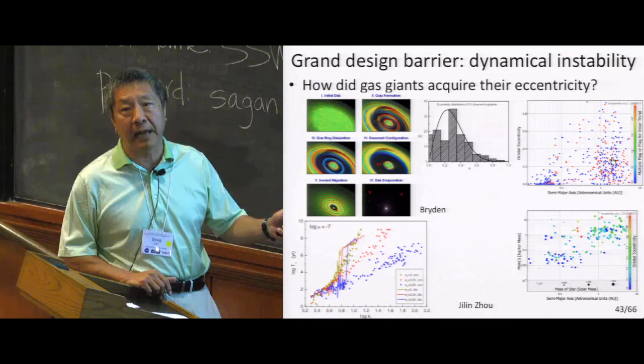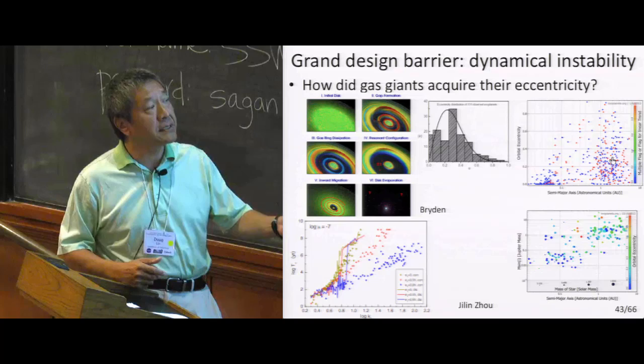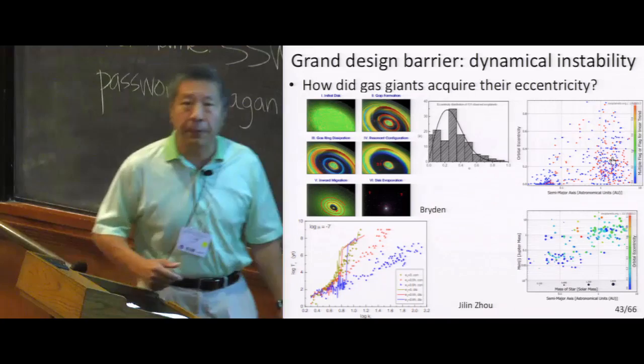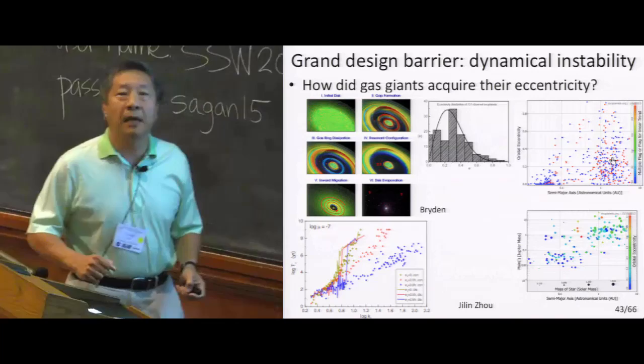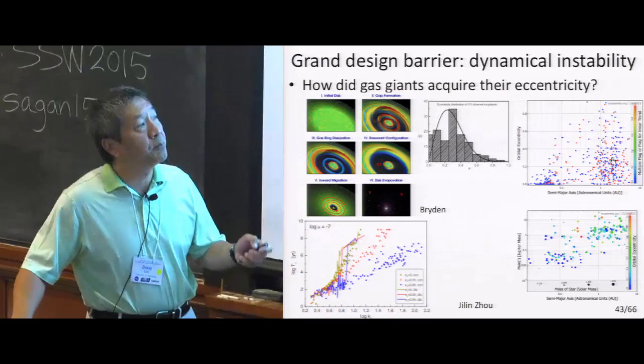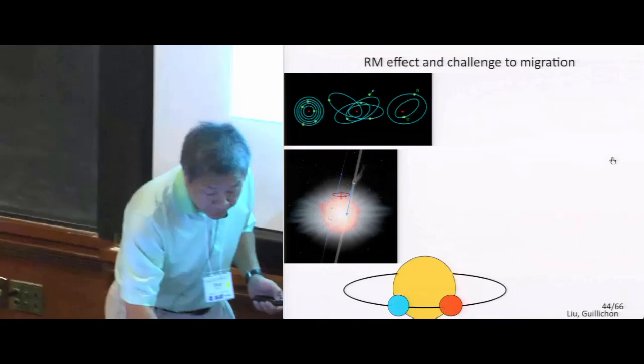This is the Hill number, the number of Hill radii separating the planets. And you can see that when the gas goes away and they start to become unstable, this may give you a gentle distribution of eccentricity. However, I would say that the observational uncertainty in eccentricity determination remains high, and it is premature to actually draw any conclusion at this stage. Now, of course, some of them may undergo close encounters of various kinds.